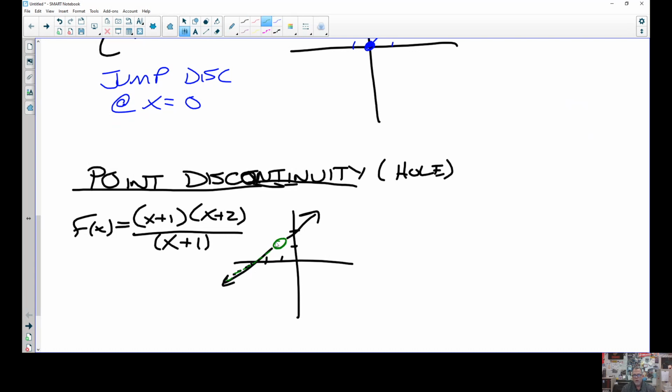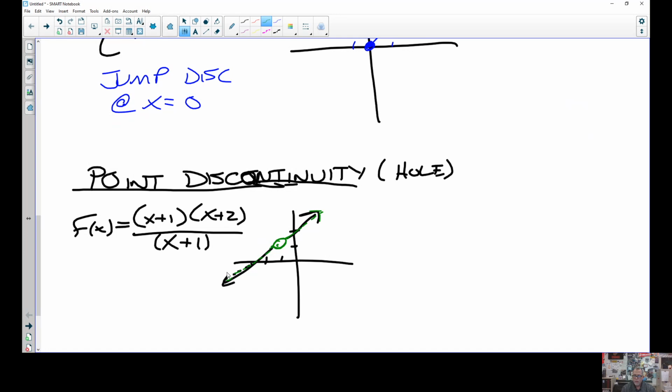Now, why is the hole there? The hole should be at -1, 1. This behaves like x plus 2 everywhere, so if I put -1 in here, -1 plus 2 would be 1. So at -1, 1, I should have my hole, and then the graph continues on. We exaggerate the graph with this big hole just to show that there's no value here.